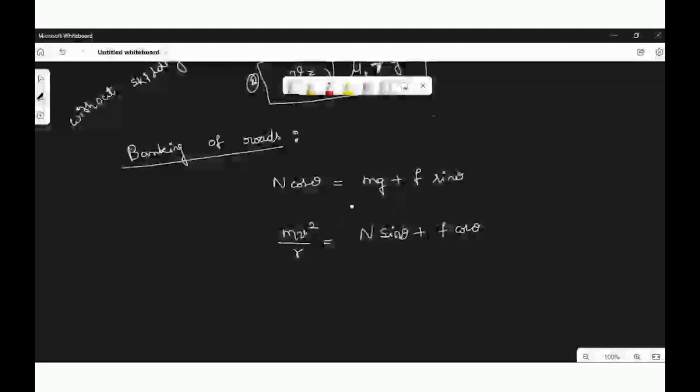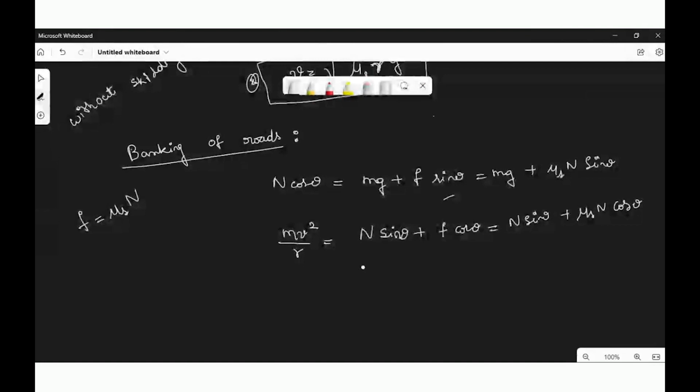The maximum frictional force that is possible is mu s into N. So I'll put it here itself. What you get is mg plus f, which can be written as mu s into N sin theta. And here, what am I going to get? N sin theta plus mu s into N cos theta.